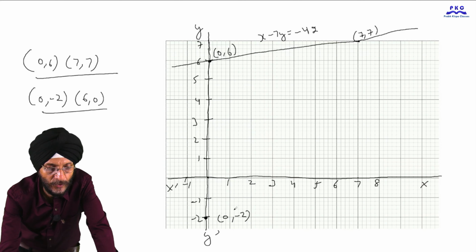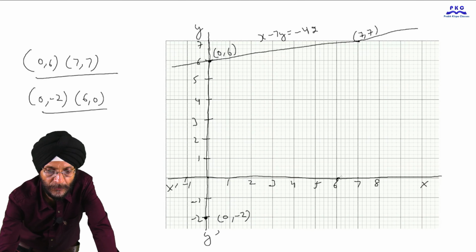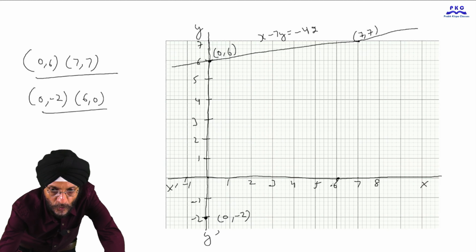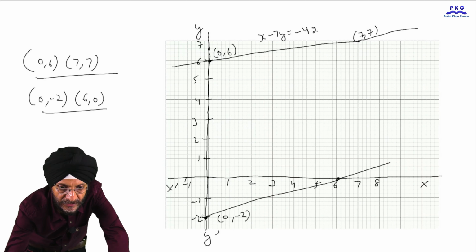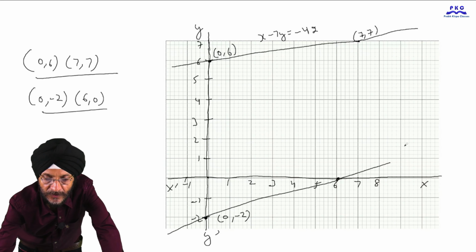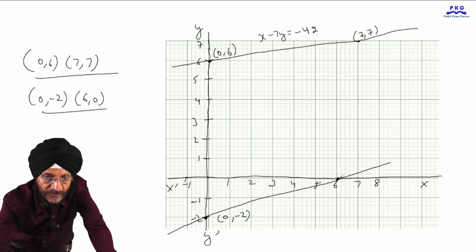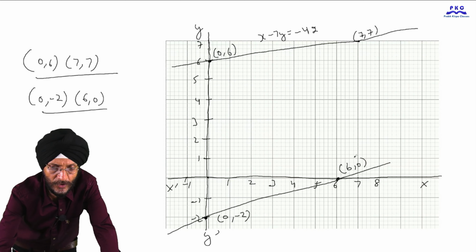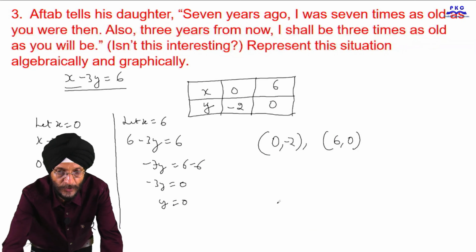Now the other scenario is x is 6, y is 0. This is the point. So now we will have to join both these 2 points. It will be like this. So here we will also have to mention again what the solution is. This is the solution. So now we will also have to mention here what the equation is.